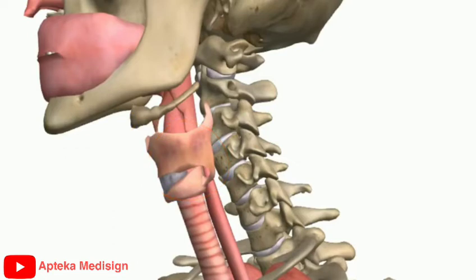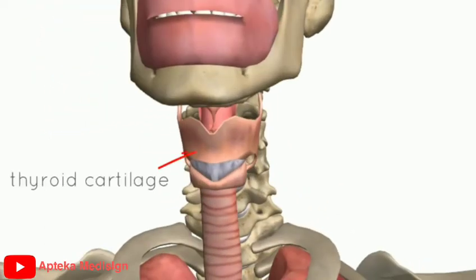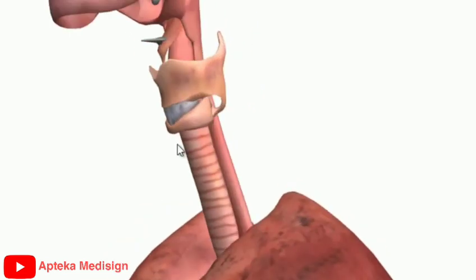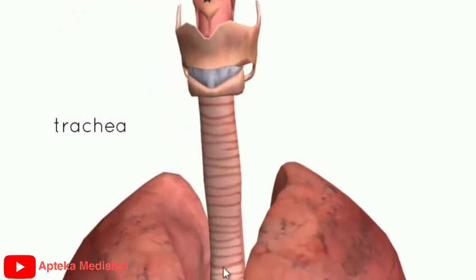The larynx consists of several cartilages. You can see this big one here. This is the thyroid cartilage, and in males this forms the Adam's apple. I'll do a separate tutorial on the larynx because there's quite a lot to learn. The larynx connects the laryngopharynx above to the trachea below. The trachea is this long pipe and it connects the larynx to the lungs.